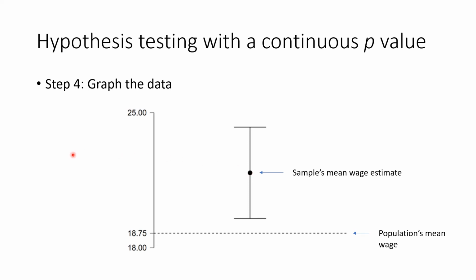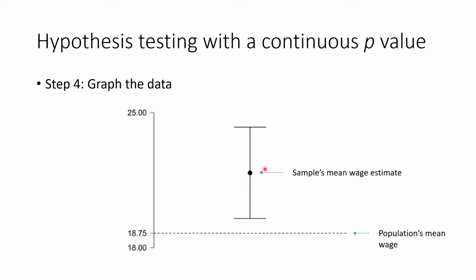The next step in hypothesis testing with a continuous p-value is to graph the data. Here you see a point and whisker plot where it's plotting the mean of the sample's wage estimate. Now, it's not telling you the exact value for the mean, but it is placing it on a number line here. And it's comparing that to the population's mean wage. So the actual population mean wage is $18.75.